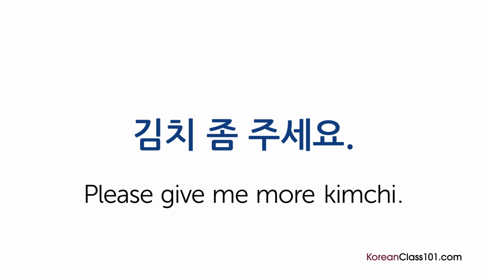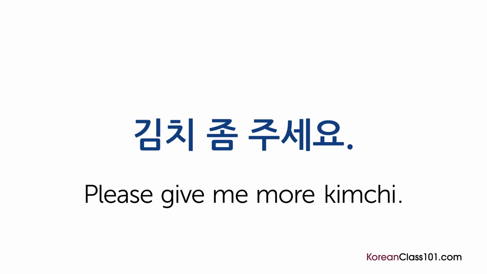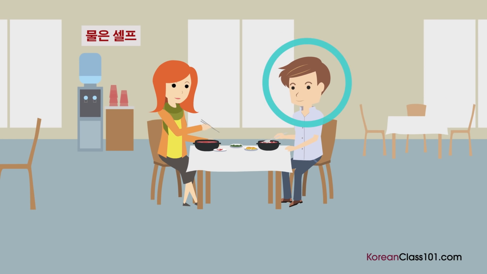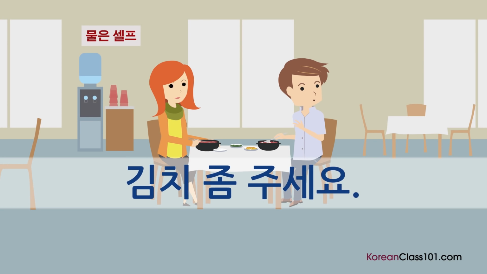In this line, Mark also uses the word 좀. In this context, it's used to ask more politely. If you don't use the word 좀 and just say 김치 주세요, kimchi please, it sounds a bit rude because it's very direct. By adding the word 좀, you can make your request less direct and therefore more polite. Now you try. Say Mark's line asking for more kimchi. 아주머니, 저희 김치 좀 더 주세요.